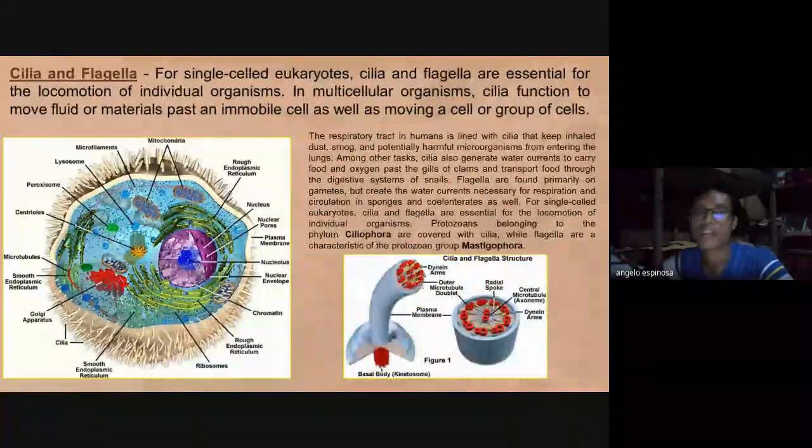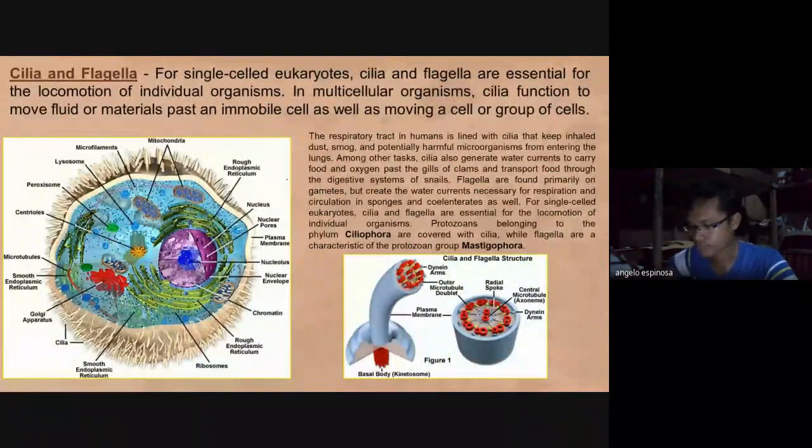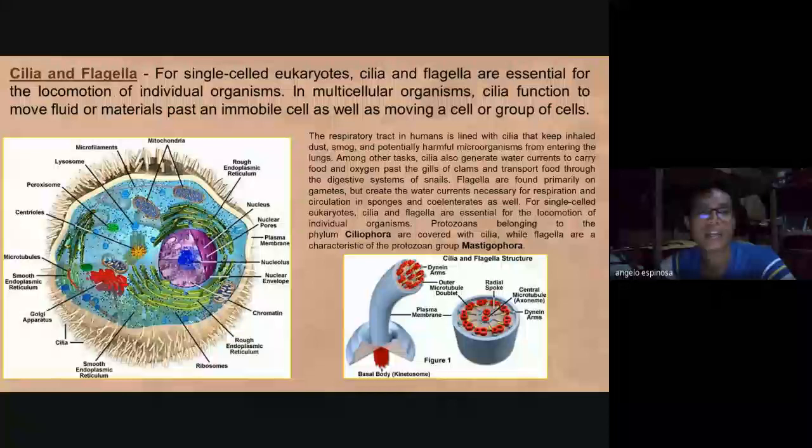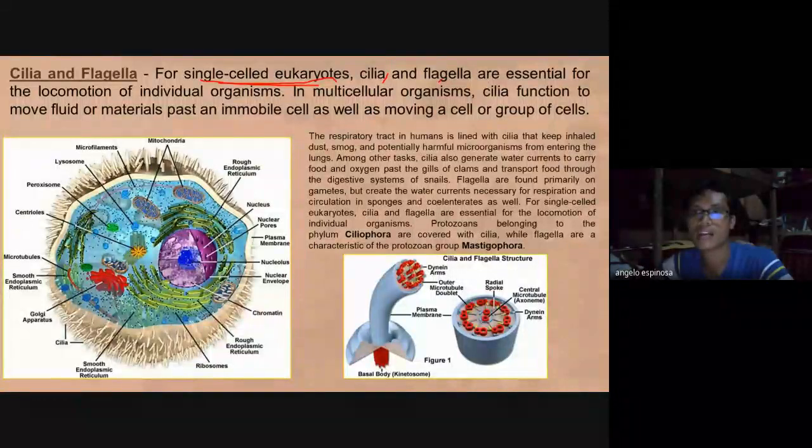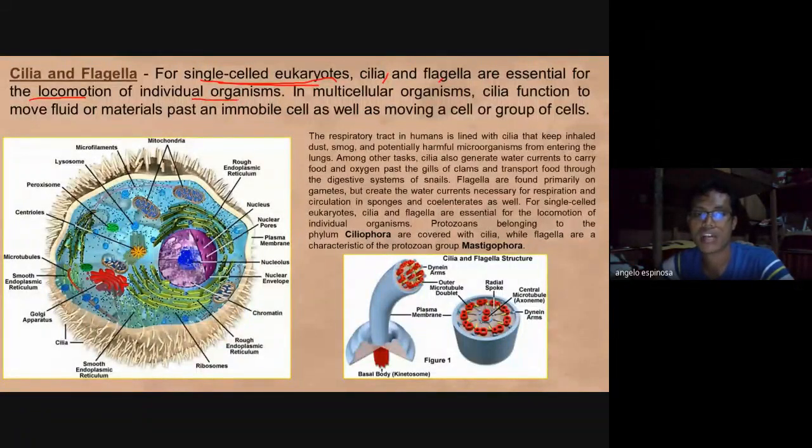Next, we have cilia and flagella for single-celled eukaryotes. Cilia are like hair, and flagella are essential for locomotion in individual organisms. There are many cilia here. This one is the cilia, parang buhok-buhok, finger-like. That is cilia.